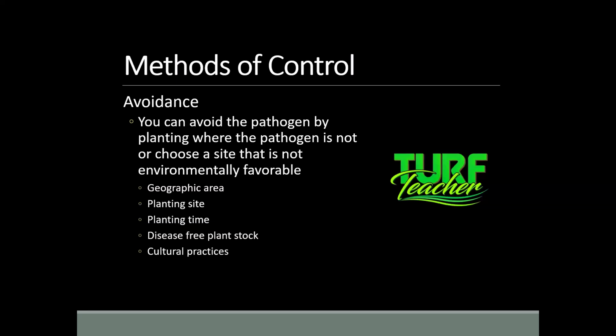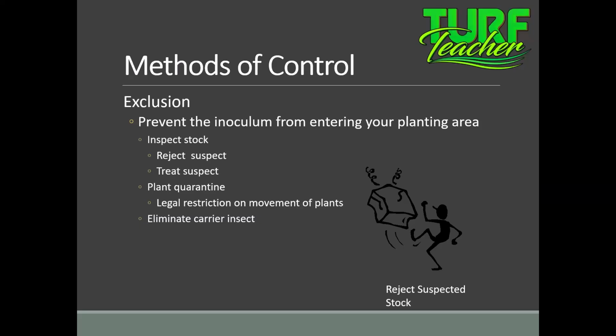The next method of control is exclusion, and this is to prevent the inoculum from entering your planting area. You don't want it there at all. Again, it goes back to inspecting the nursery stock. Are the plants healthy before they get shipped to the job site? Then you need to inspect them, especially if they've been on a tractor and trailer for several hours or even a day or two. You would want to reinspect the stock.